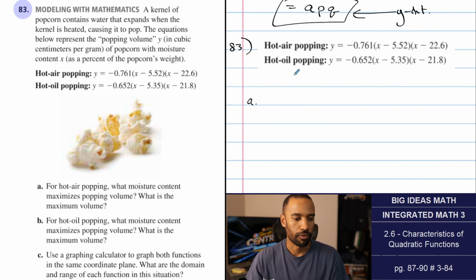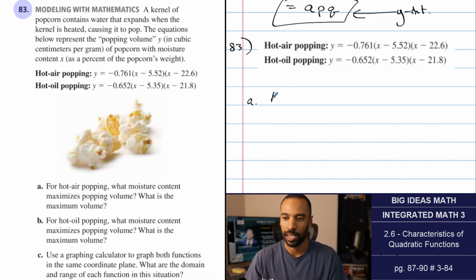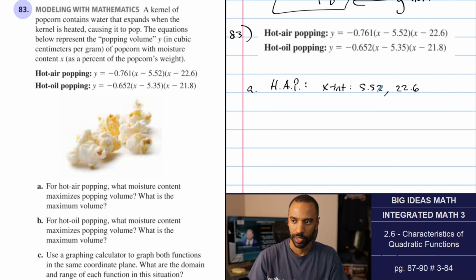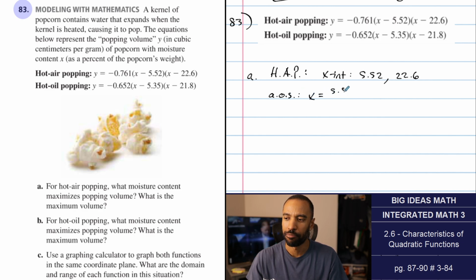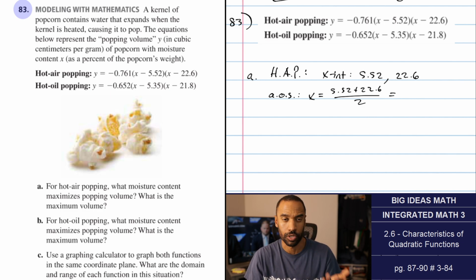All right, so for hot air popping, the x-intercepts are 5.52 and 22.6. This is a case where I truly want to average them for the axis of symmetry. This is what we need. For the vertex, the axis of symmetry will be averaging 5.52 and 22.6. I could try it in my head, but even still, this is how I do it. I wouldn't use a graph.